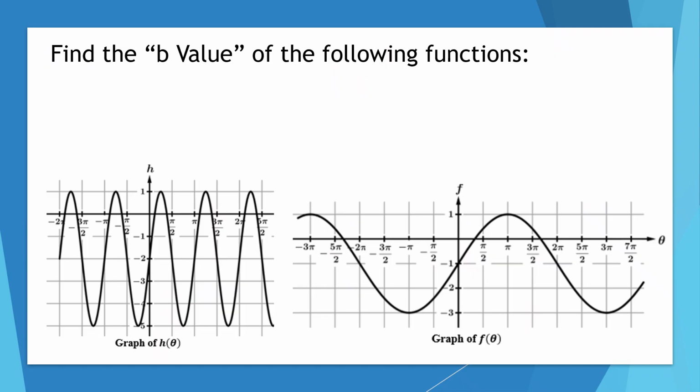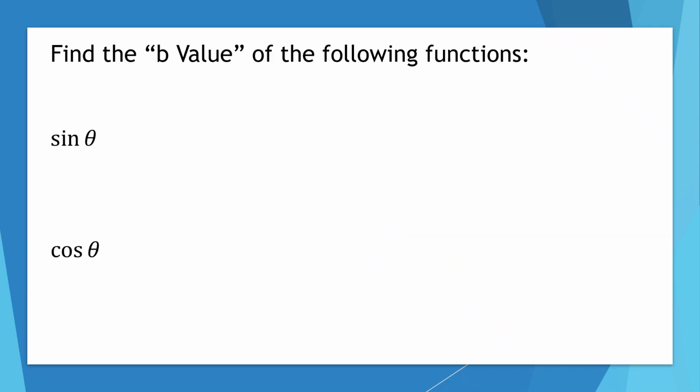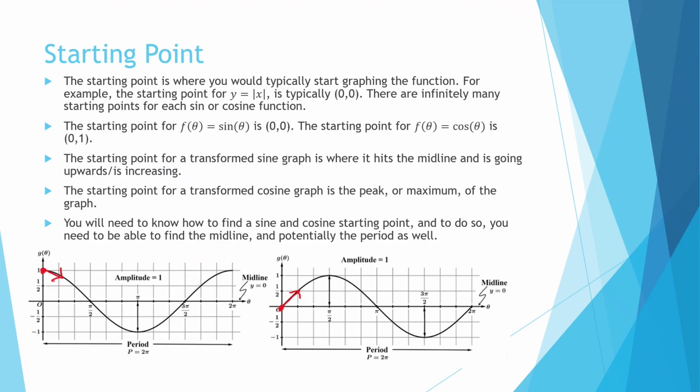So let's find the b value here. If we take a look, our period from this, remember, was pi. This was pi units apart. So then 2 pi over our period will get us a b value of 2. Here we learned that our period was 4 pi long. So then doing 2 pi over our period got us a b value of 1/2 there. And then our b value of sine and cosine, like I said before, is just 1. So pretty easy there.